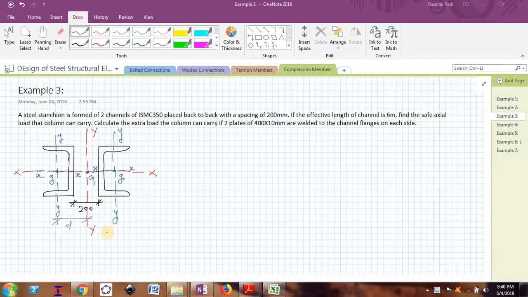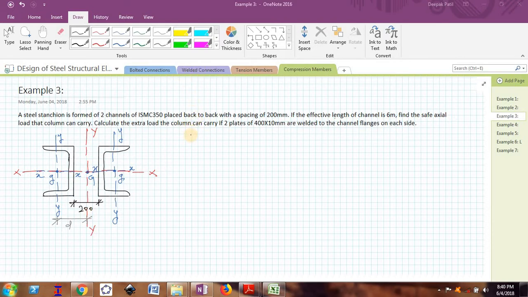Also we need to find the extra load the column can carry if two plates of 400 by 10 mm are welded to the channel flanges on each side. We'll see the second part later, but first we'll find how much load these two channels placed back to back with a spacing of 200 mm can carry.